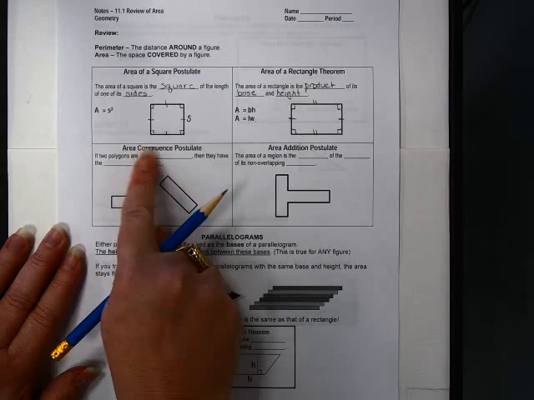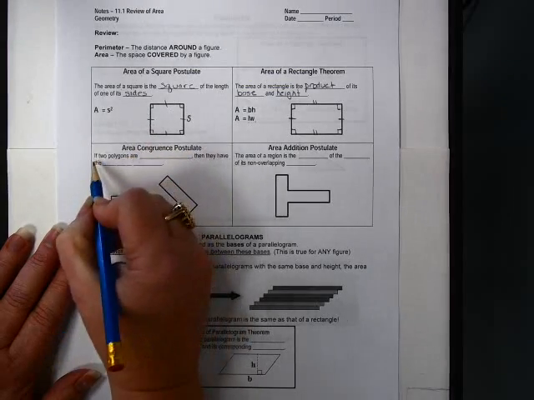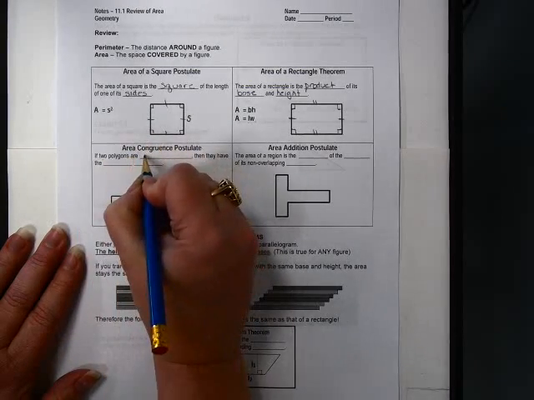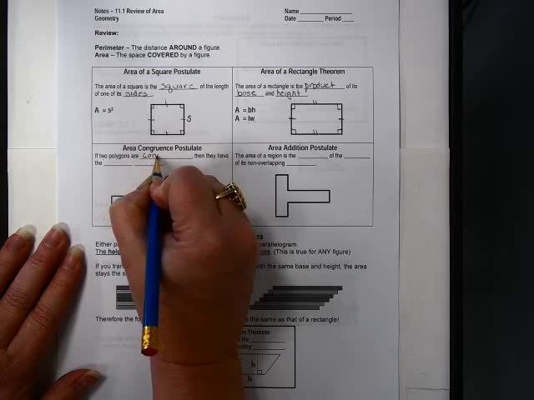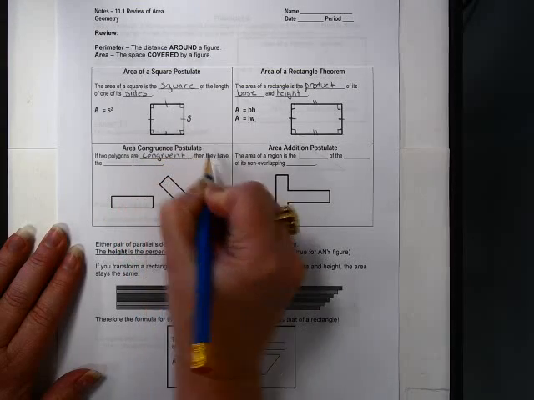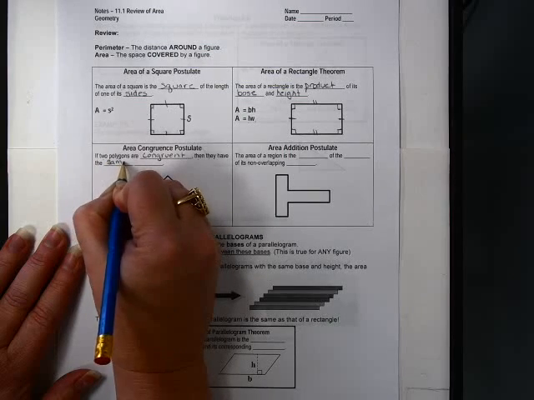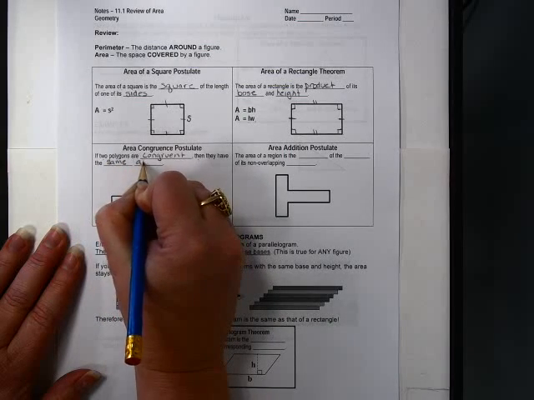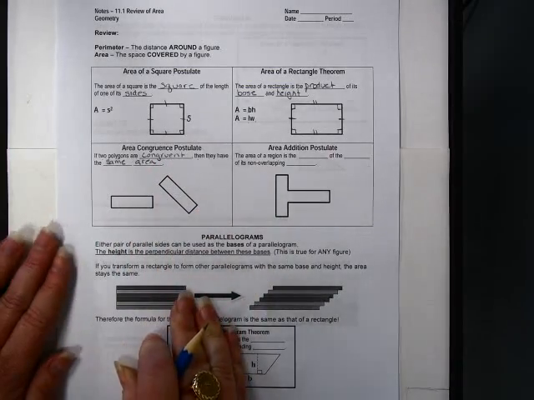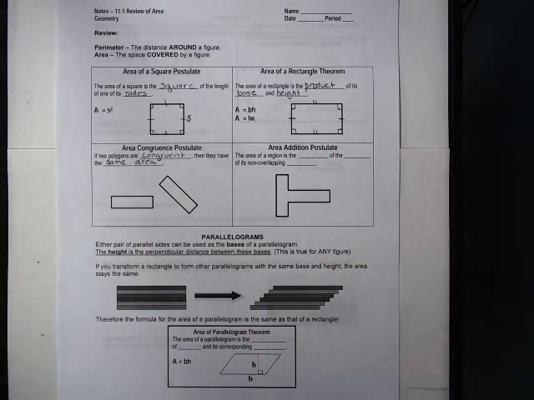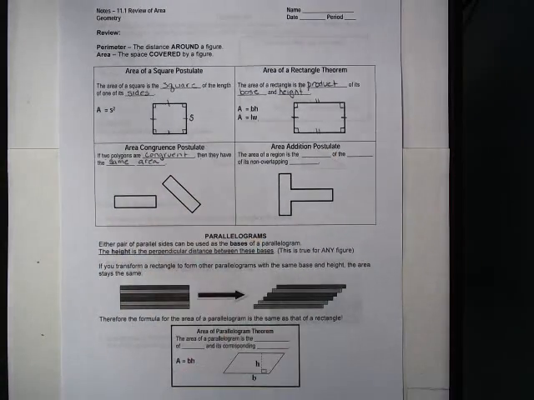Okay, area congruence postulate. If two polygons are congruent, then they have the same area. And that's it. So if these two are congruent, then you know that their areas are equal.